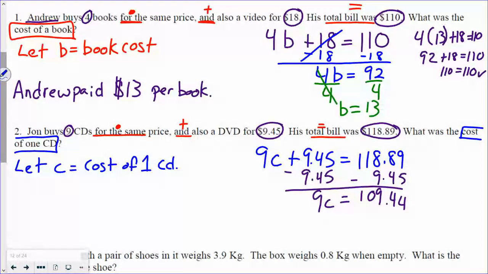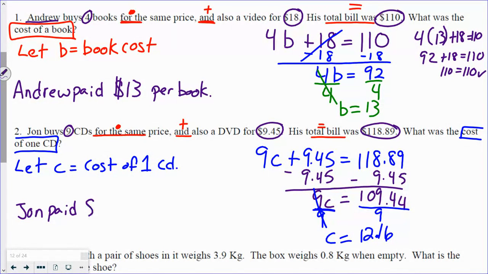Now we still have to get rid of that 9. That's multiplication. Opposite of multiplication is division. We're going to divide by 9 to cancel it out. So C equals $12.16. When we go to write this, we want to put it in sentence form. So we could say John paid $12.16 per CD. Or you could put one CD costs $12.16.